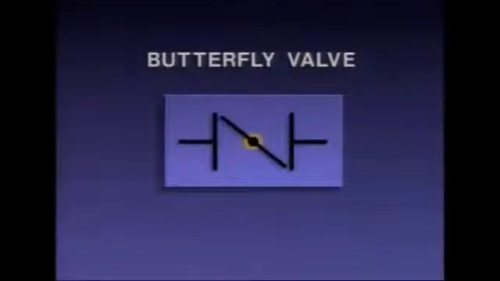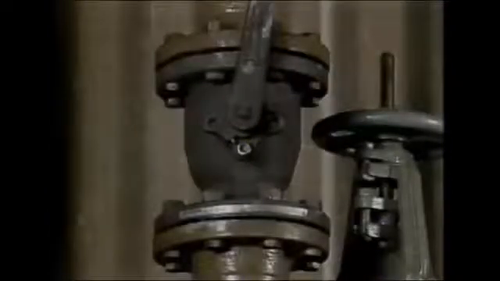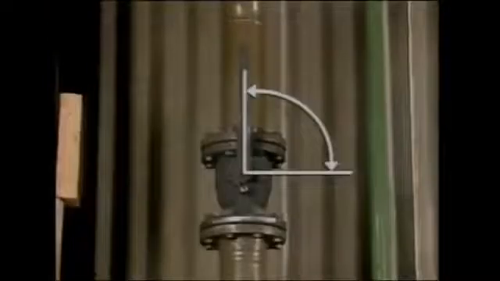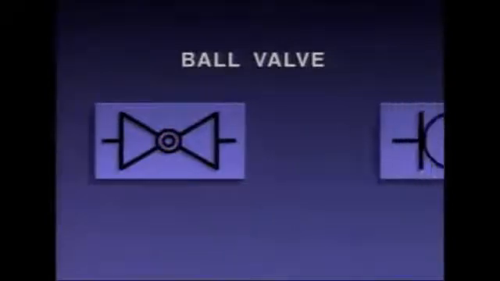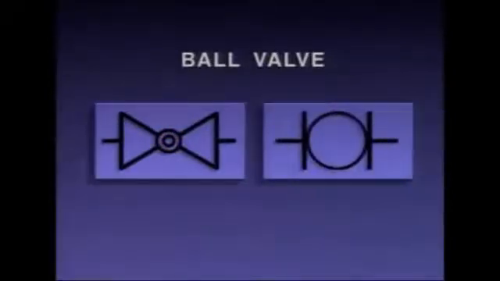The dot on the symbol represents the valve stem. The slanted line represents the valve disc. It takes only a quarter of a turn to move the disc from fully open to fully closed. Ball valves are similar to butterfly valves because they take only a quarter turn of the valve disc to go from fully open to fully closed. A ball valve has a ball-shaped disc with a hole through it. Ball valves are also sometimes represented using this symbol.